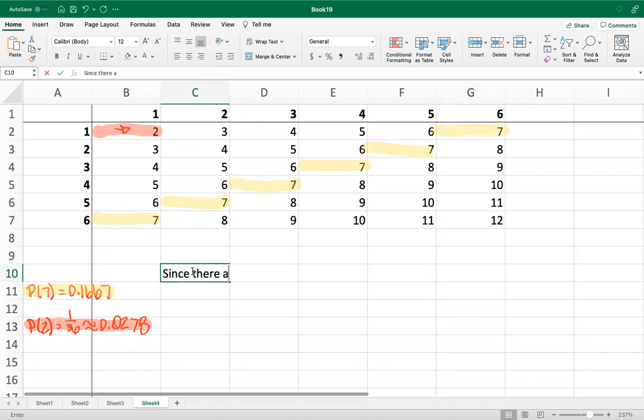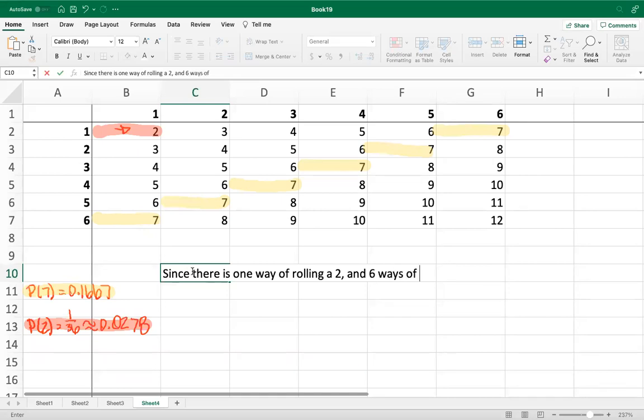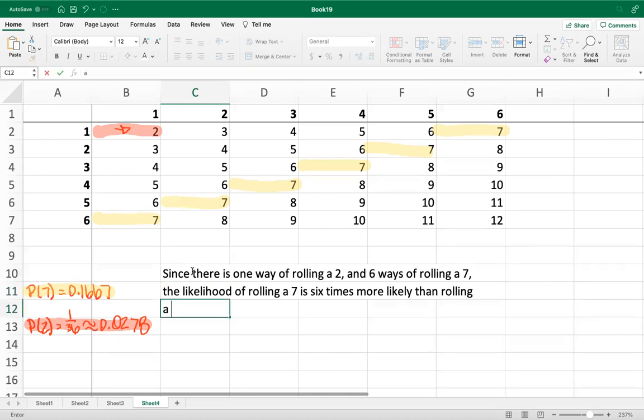So since there is 1 way of rolling a 2 and 6 ways of rolling a 7, the likelihood of rolling a 7 is 6 times more likely than rolling a 2.